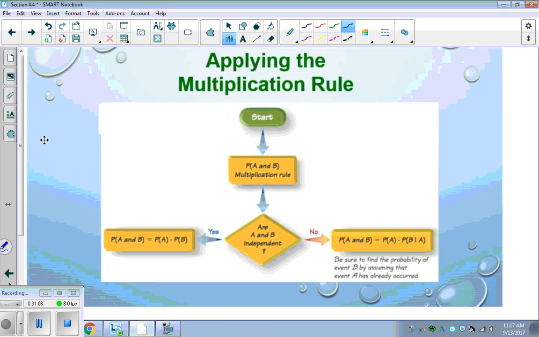There's a little diagram to kind of sort it out. Probability of A and B, multiplication rule, because it says A. Are they independent? Yes, it's just the probability of A times the probability of B. Rolling a 6 and rolling a 6. No, drawing the cards. That's an example. The probability of A times the probability of B, given that A really did occur. Okay? So that leads us to our sample problems.